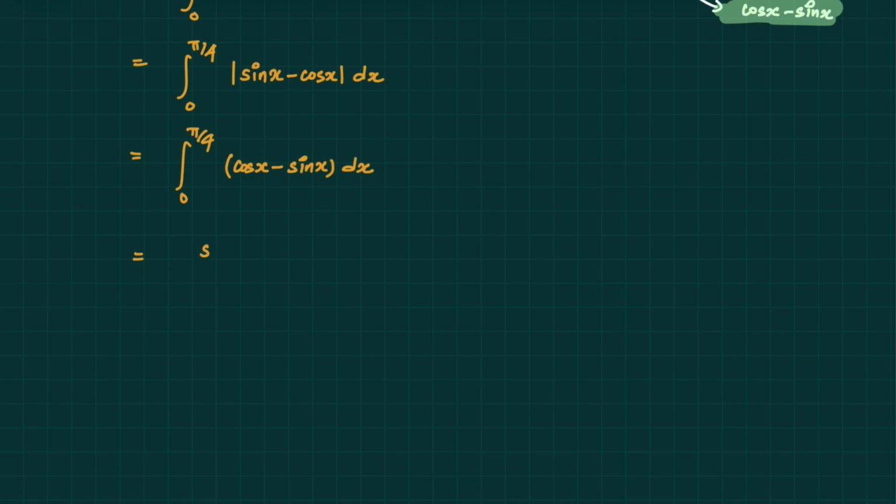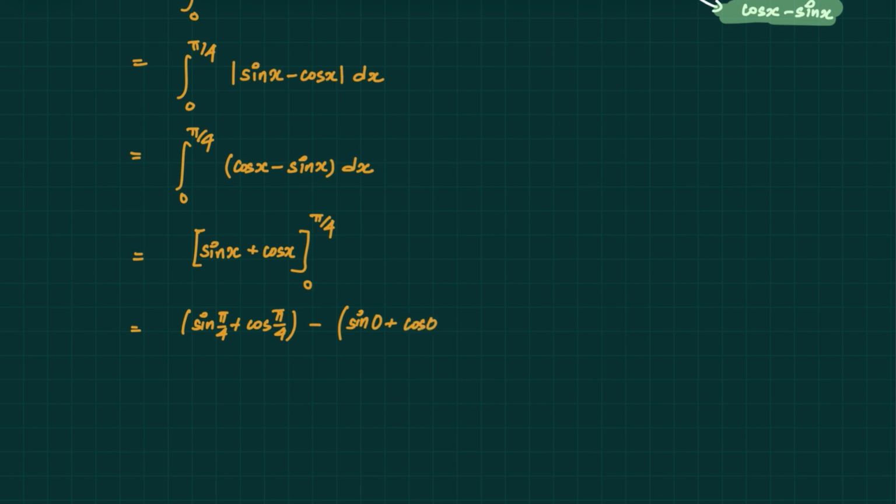Integration of cos x is sin x, and integration of sin x is minus cos x, so here it will be plus cos of x, and we have to use our limits. So it equals, now let us first put the upper limit, that is pi over 4. So at first it would be sin pi by 4 plus cos pi by 4, minus, now we will use the value of x as 0, that is the lower limit, sin of 0 plus cos of 0.